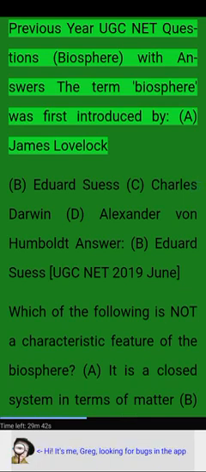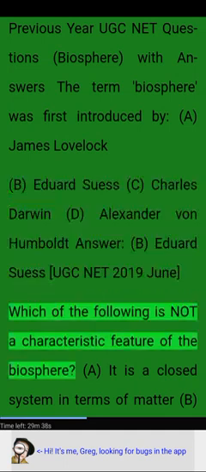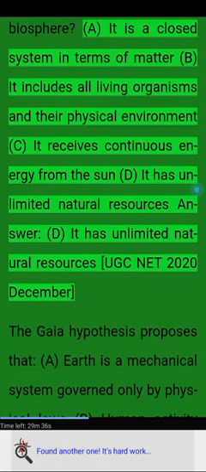Biosphere, with answers. The term biosphere was first introduced by A. James Lovelock. B. Eduard Suess. C. Charles Darwin. D. Alexander von Humboldt. Answer: B. Eduard Suess. UGC-NET 2019 June. Which of the following is not a characteristic feature of the biosphere? A. It is a closed system in terms of matter. B. It includes all living organisms and their physical environment. C. It receives continuous energy from the sun. D. It has unlimited natural resources. Answer: D. It has unlimited natural resources. UGC-NET 2020 December.